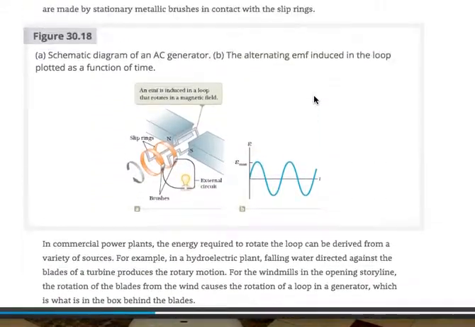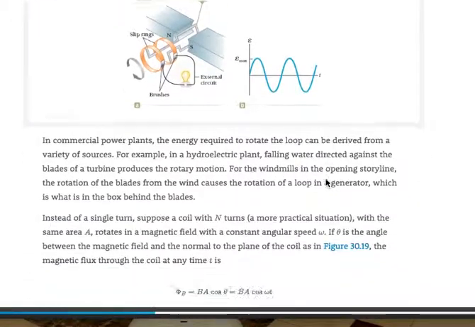If you have an AC generator, you don't have that gap, and so every time you make a half turn, the polarity changes because the current goes one way, and then it goes the other, because it's continually trying to keep this magnetic flux constant. So that's where you get up and down, up and down, up and down.